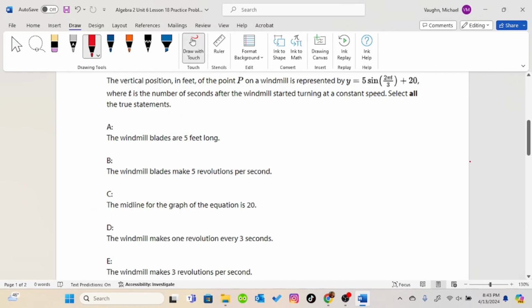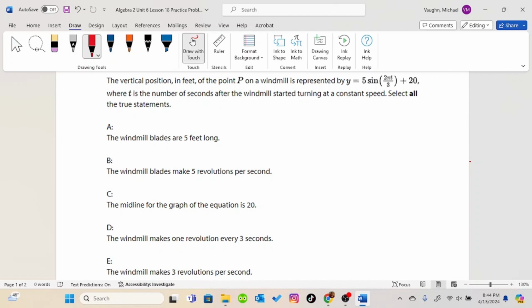The vertical position in feet of the point P on a windmill is represented by y equals 5 times sine of 2 pi t divided by 3, plus 20, where t is the number of seconds after the windmill started turning at a constant speed. Select all the true statements.